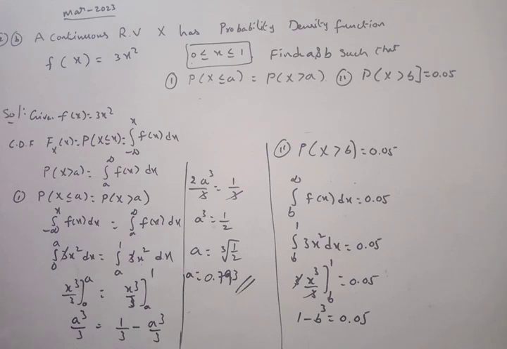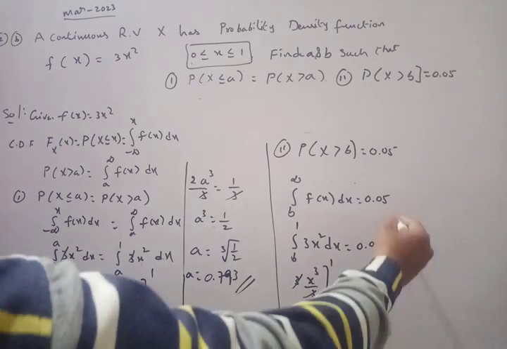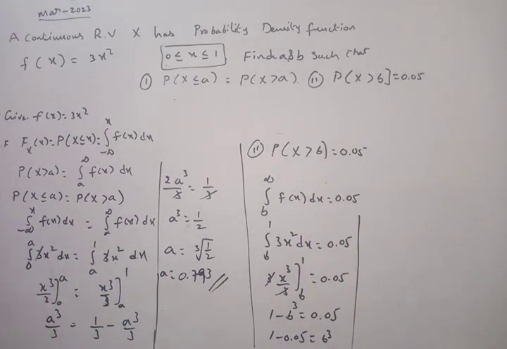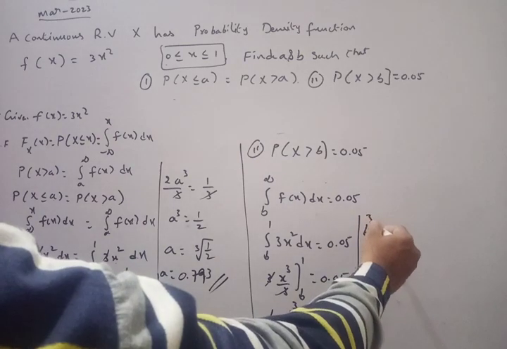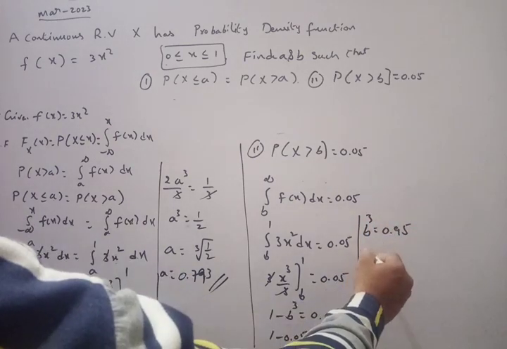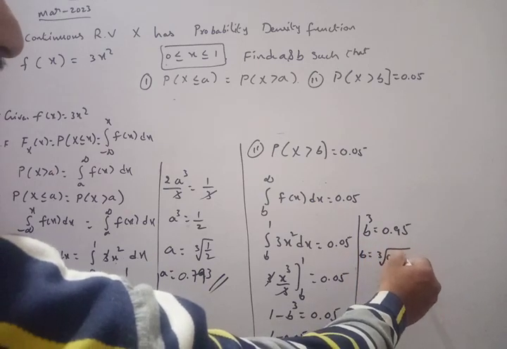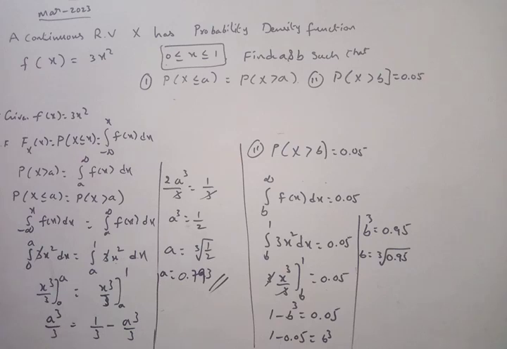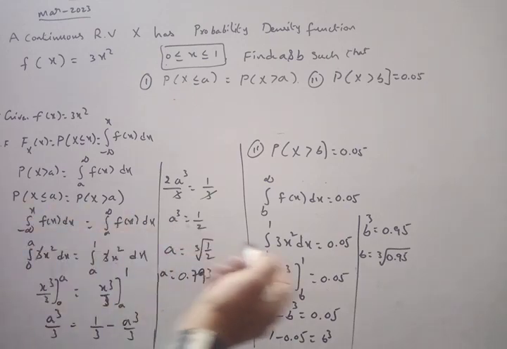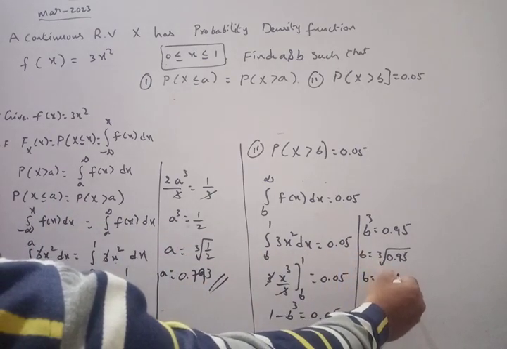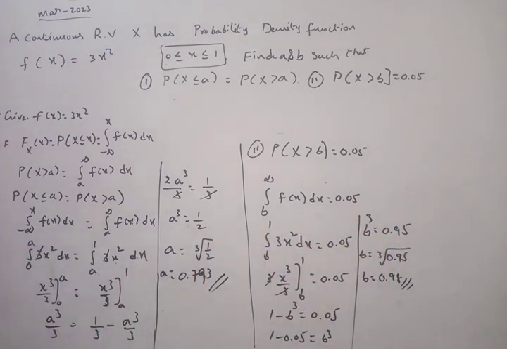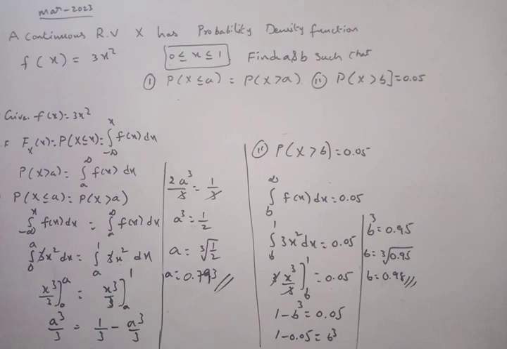So we need the value of b here, from b³. Take this to that side: 1 minus 0.05 is equal to b³. That means b³ is equal to 0.95. So b is equal to the cubic root of 0.95. Let me check it in the calculator. Cubic root of 0.95, how much is it? We are getting 0.983. So whatever answer you get, you check it. Take the calculator and solve it, okay? So like this, you have to find the values of A and B. Very, very important problem.